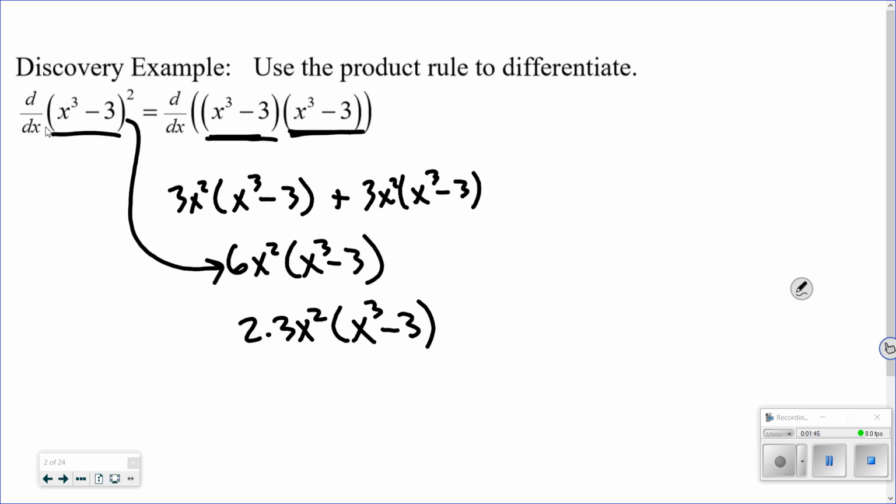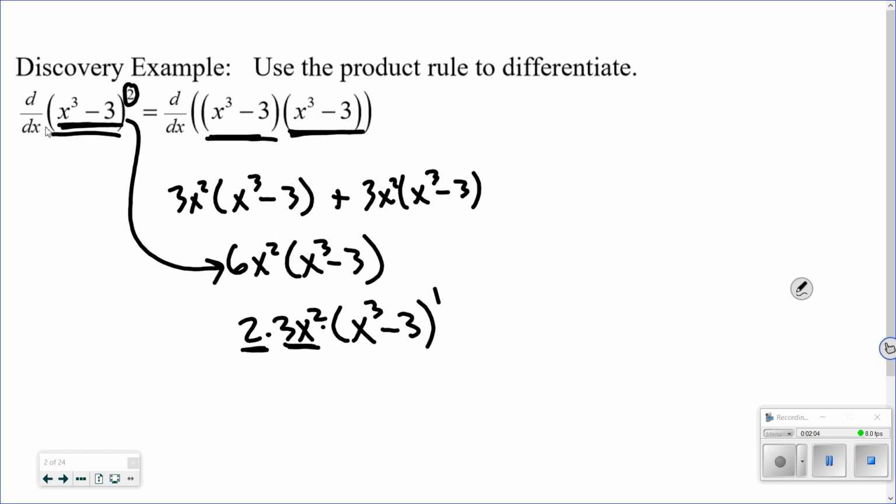All right, so hopefully you noticed. Remember our power rule? You take the 2 and drop it down in front. That's where that 2 comes from. And notice how that's just to the first power. But we also have this 3x squared. The 3x squared is the derivative of the inside of the function.